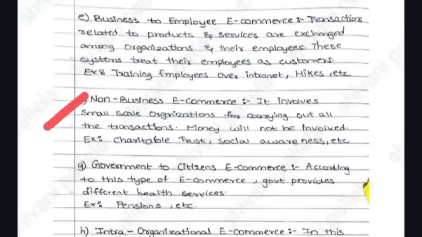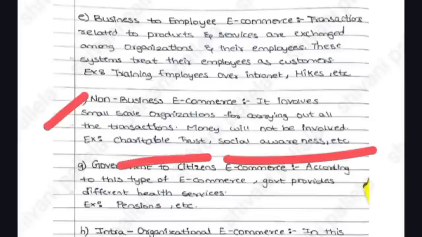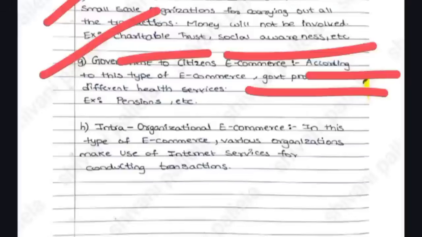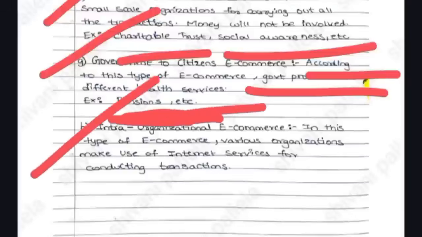And the sixth one is non-business e-commerce. It involves small scale organizations, for example, charitable trusts, social awareness, etc. The next one is government to citizens e-commerce. According to this type, the government is giving e-commerce facilities, for example, pensions, etc. And the last one is intra-organizational e-commerce, where internet services are provided for conducting transactions. These are the 7 types of e-commerce we are having.